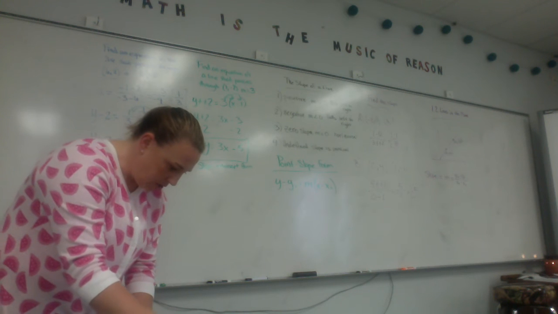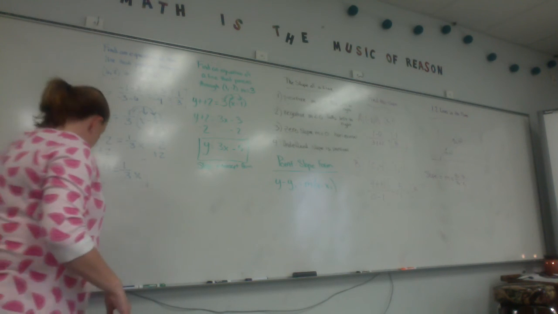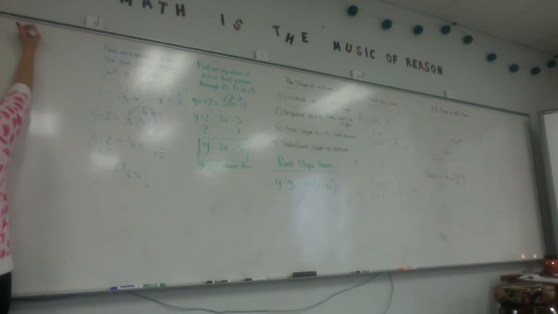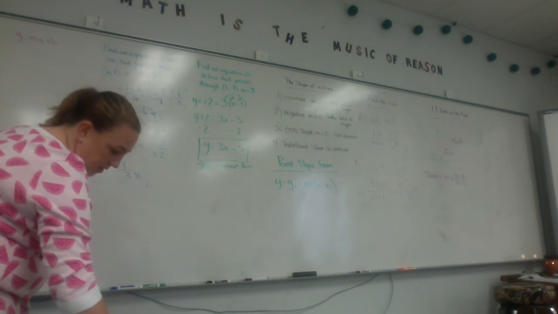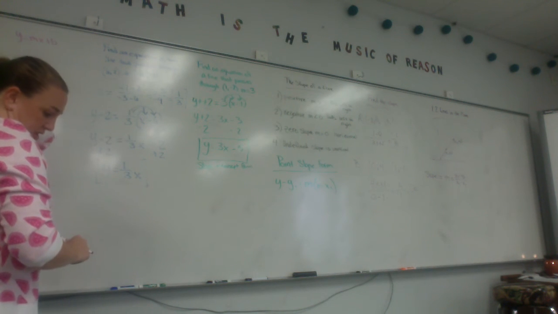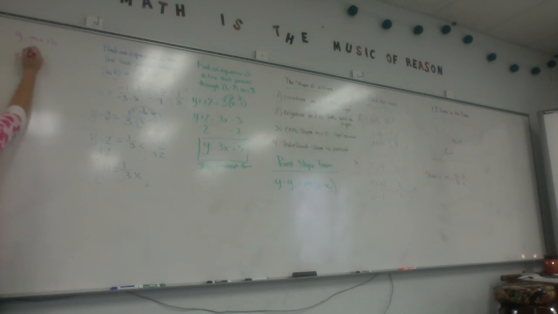When you are sketching a graph in y equals mx plus b form, which is slope-intercept form, I need to sketch a graph of this. So let's say you have an equation that says x plus y equals 2. What do you have to do to that equation before you can sketch it? Can I sketch x plus y equals 2? What form does it need to be in?